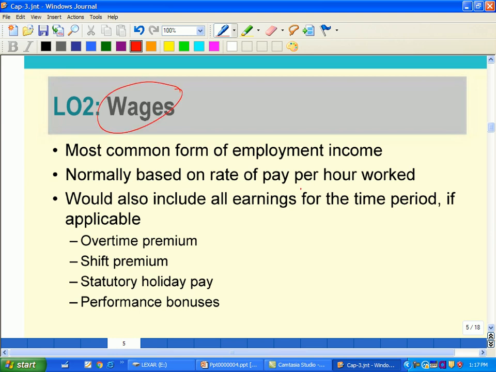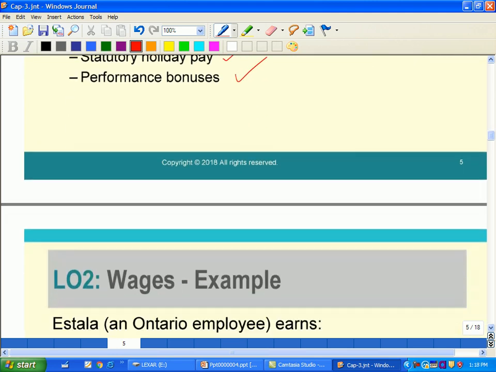Now, the most common form of employment income in terms of wages that we will be dealing with is based on the rate per hour worked. What we include for the time period is overtime premium and shift premium. Sometimes there are certain shifts which are harder, and people do not want to work at night, so there is some premium to be paid. Working on statutory holidays, the rate would be added, and performance bonuses. Again, those are company policies that you will know.